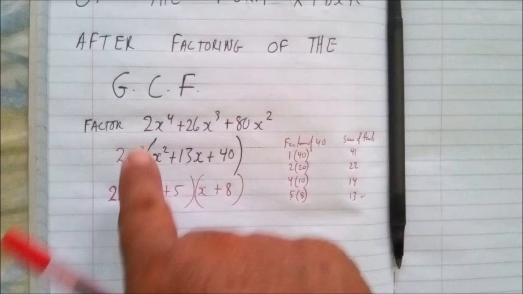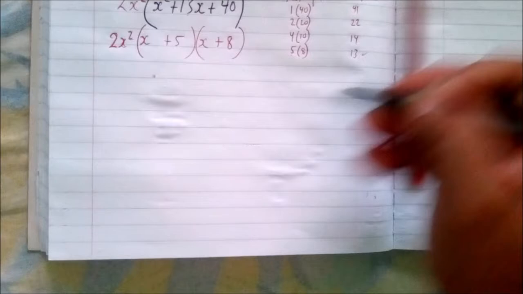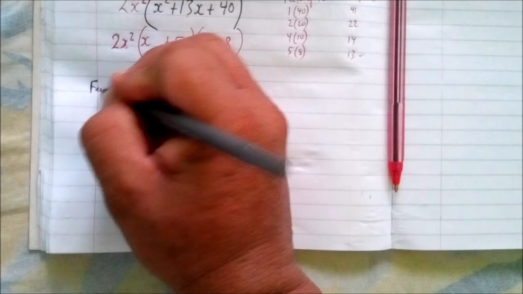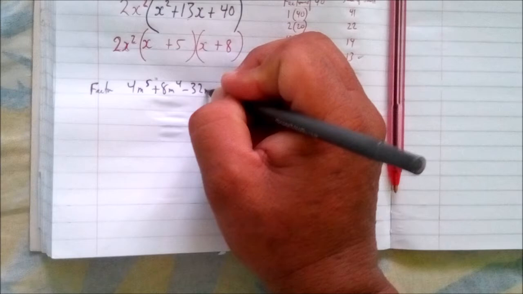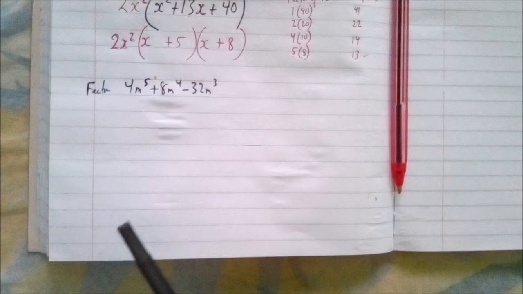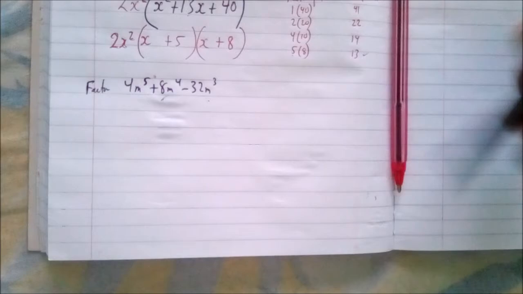All right, so let's try our next example. We have the problem factor 4m to the fifth plus 8m to the fourth minus 32m to the third. What do they all have in common? 4. The 4 could go into 4, into 8, and into 32. And then we have m to the third common in all of them. All of them have an m to the third power at some point. So we will factorize out 4m to the third.